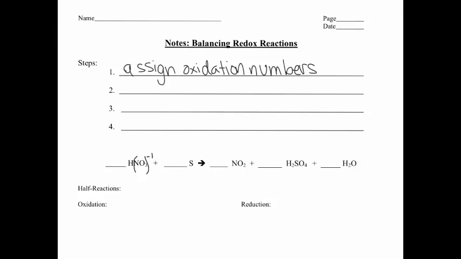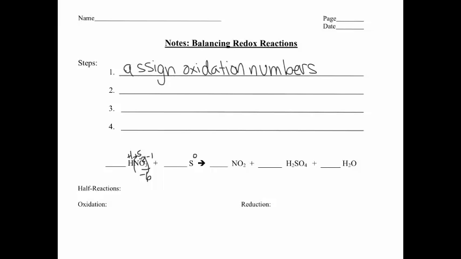So oxygen is always -2. And since there's 3 of them, that's a total of -6. Now the NO3 has to total -1, which makes nitrogen +5. And then the -1 on the NO3 is balanced off by a +1 on hydrogen. Sulfur, just like any element when it's by itself, is 0, unless you're told otherwise.